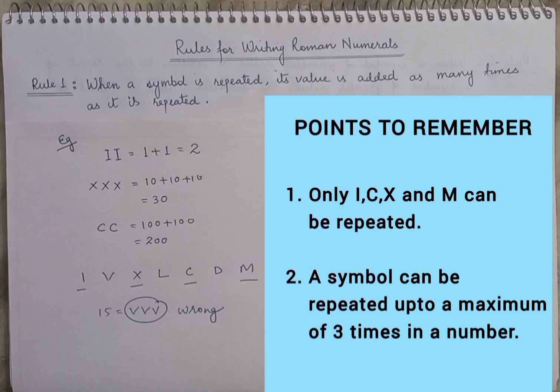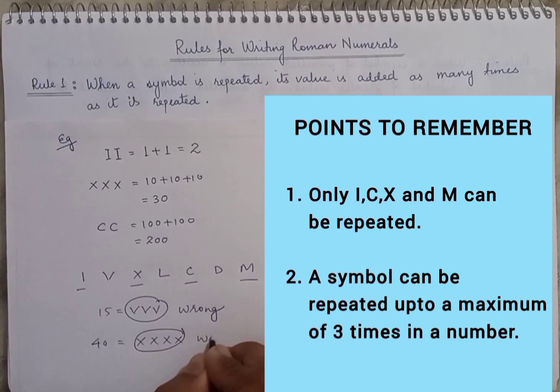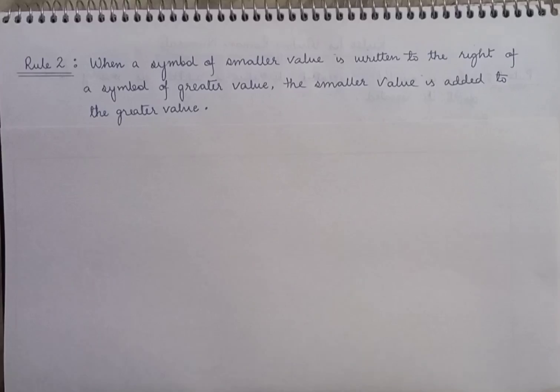And the second exception is a symbol can be repeated up to a maximum of 3 times in a number. This means although we can repeat I, X, C and M, we cannot repeat them more than 3 times. If we want to write 40, we cannot write X, X, X and X. This is also wrong. For writing 40, we have a different rule which we will discuss later in this video.